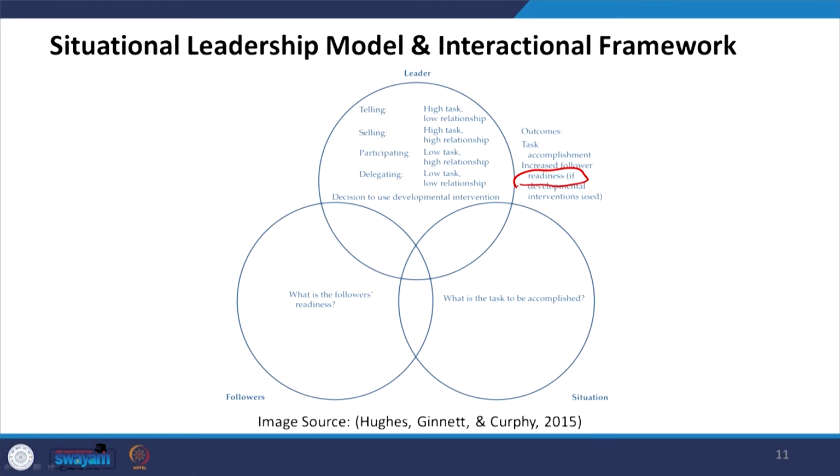Many times I come across this situation where the person is able but unwilling, and therefore his readiness is low. Readiness is low to perform, readiness is low to accept. So, readiness, right, and we can talk later in detail about the readiness of followers. So, what is required to increase the readiness? Developmental interventions are needed.